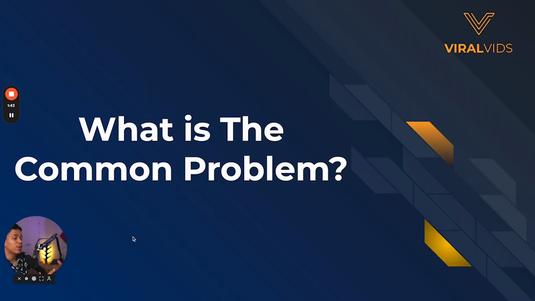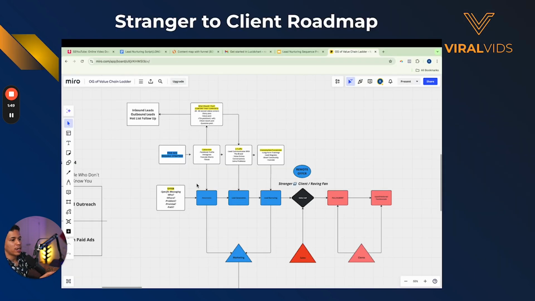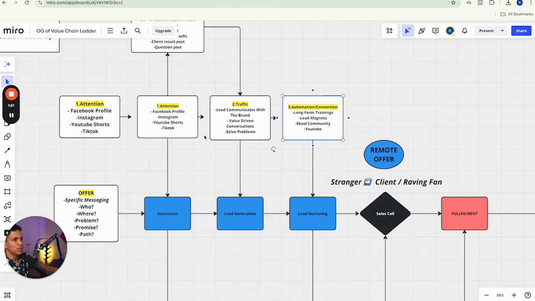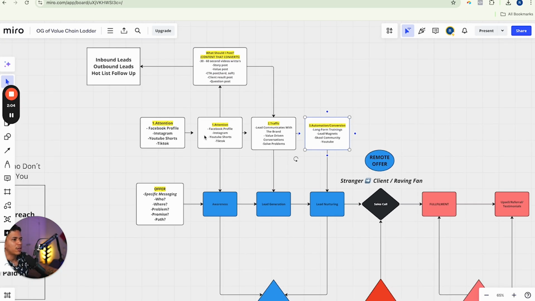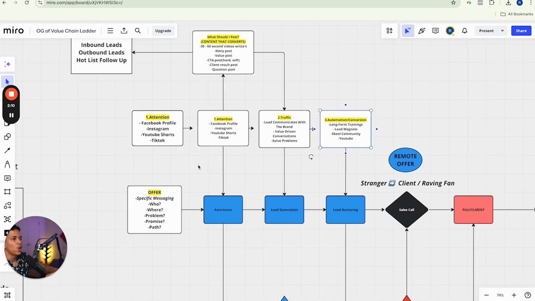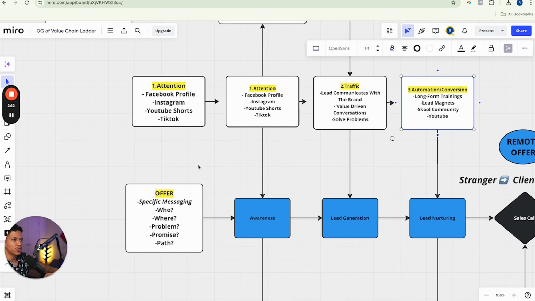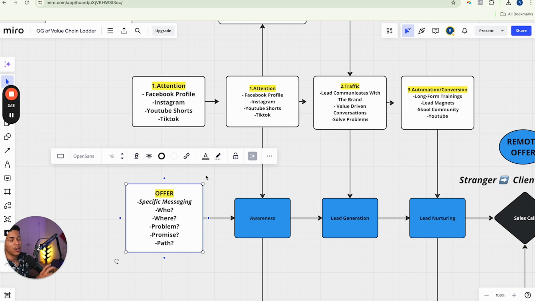Now, what is the common problem when it comes to lead nurturing? If you take a look at this chart here, which I'm going to go into, you can see that this is the value chain ladder. This is the strangers to client transformation journey. You can name it a lot of different things, but that doesn't matter. What's important is that when a lot of people start their business, they start with the very first thing, which is creating their offer. I'm not going to talk too much on this, but this is the who, where, problem, promise, and path, right? Which creates your specific messaging.